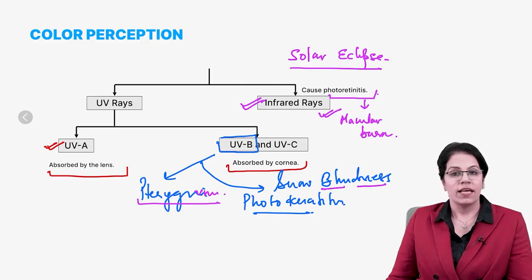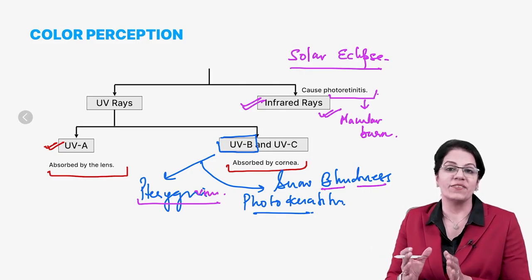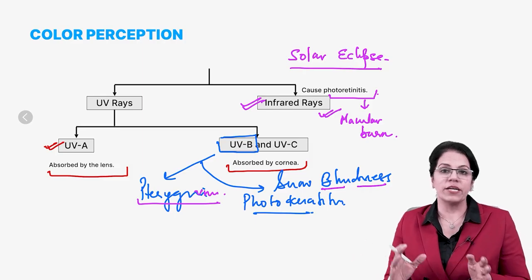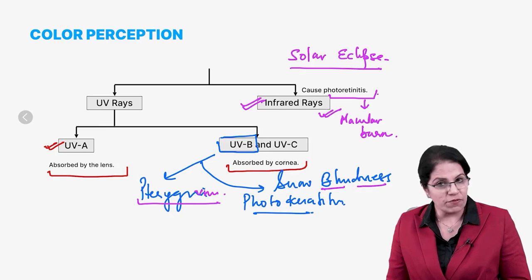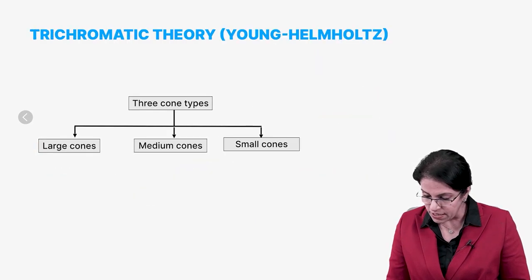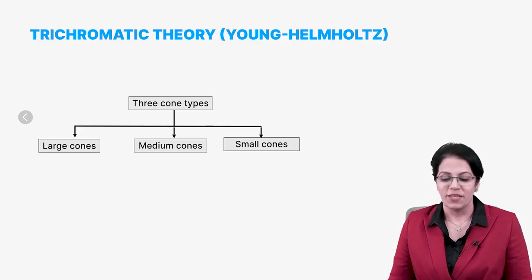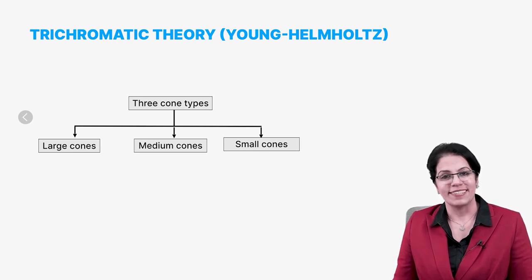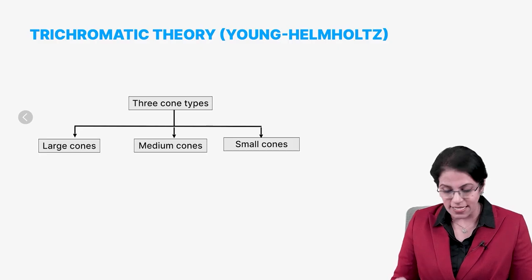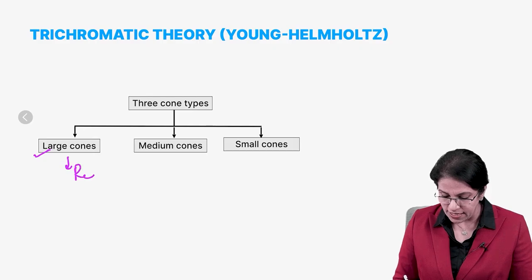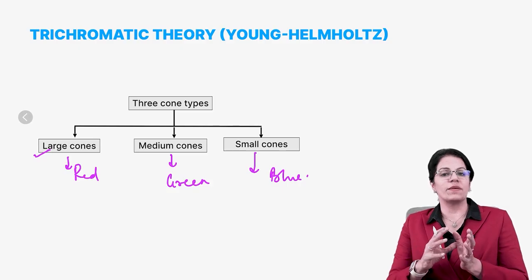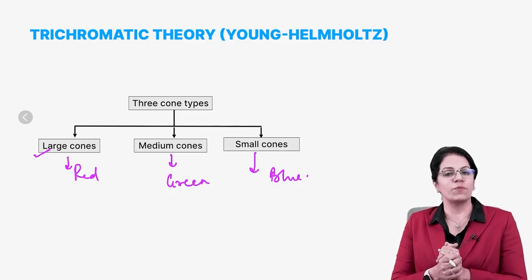We next coming to what is the basic theory of color vision. So there are 2 theories, trichromatic theory and opponent theory. We generally follow the trichromatic theory, and it was given by a scientist Young-Helmholtz. So we also call it Young-Helmholtz theory, or Helmholtz trichromatic theory of color vision. Now what is this theory saying? That there are 3 types of cones, right? Large cones are responsible for the red color, medium cones for the green color, and small cones are responsible for blue color. So there are 3 different types of cones for the 3 primary colors, red, blue and green.